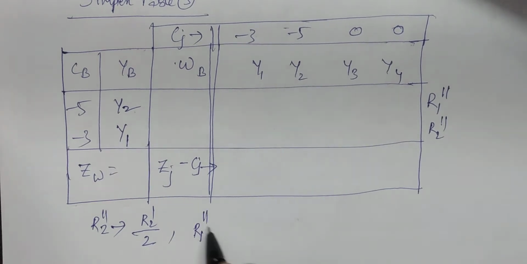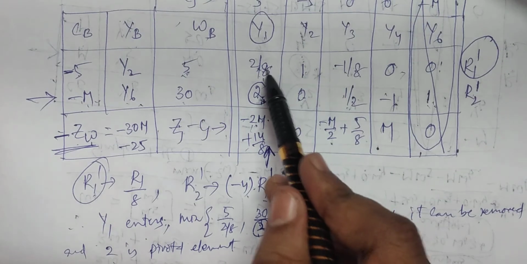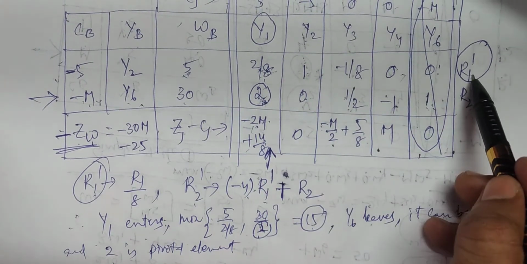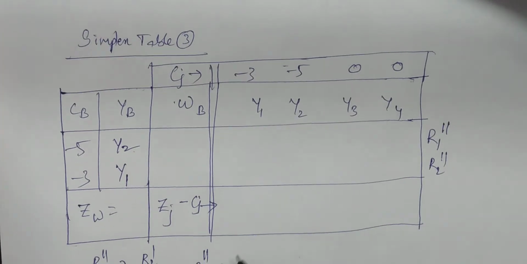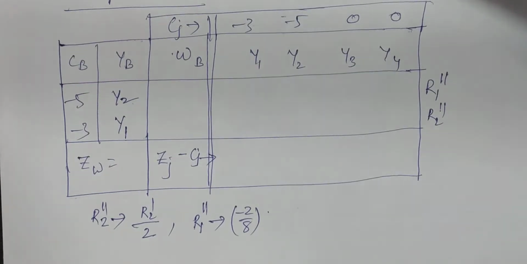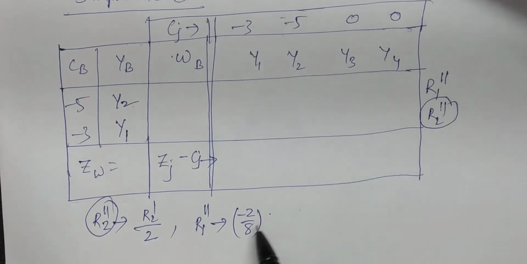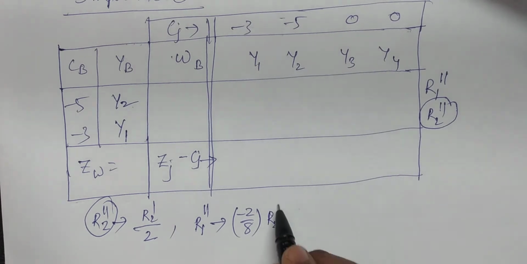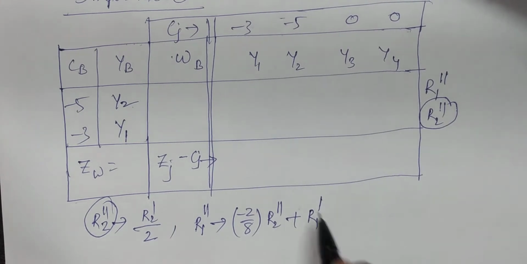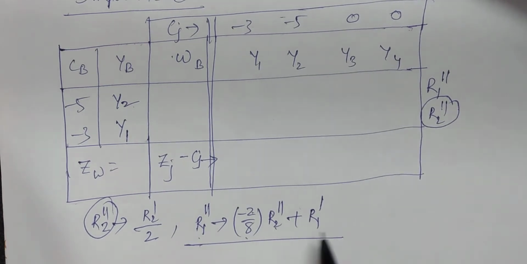Next, R1 double dash. How do you get R1 double dash? You have to convert the -2 by 8 to 0. The 2 by 8 corresponds to the element in R1 dash. Therefore you have to convert it to 0, and -2 by 8 we can consider as -1 by 4. So -2 by 8 is multiplied by which row? R2 double dash, which was obtained first. The row operation required is R1 double dash equals -2 by 8 times R2 double dash plus R1 dash.